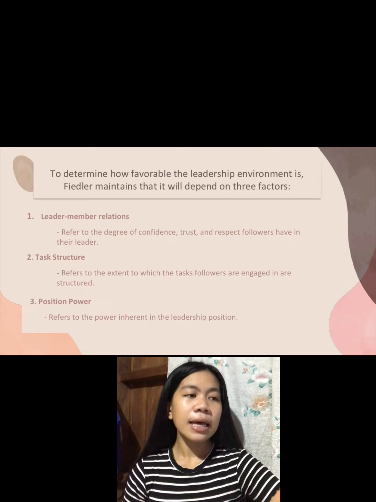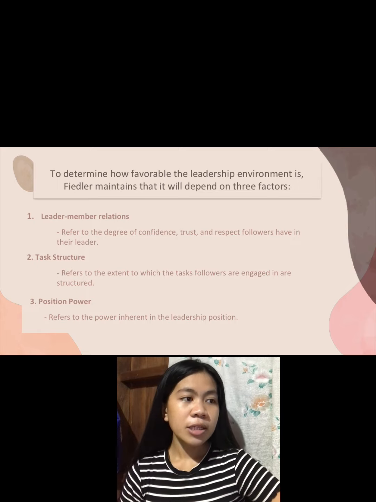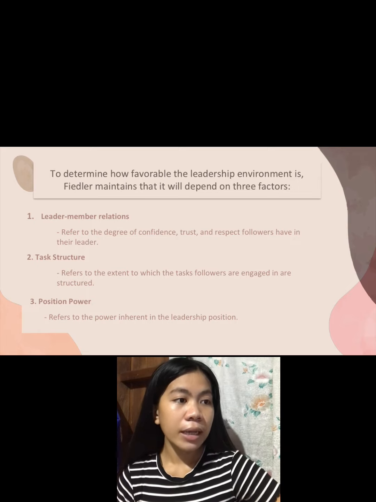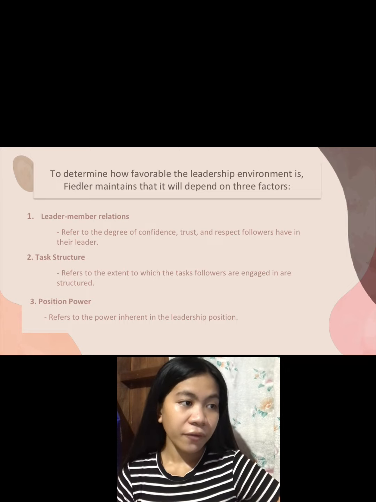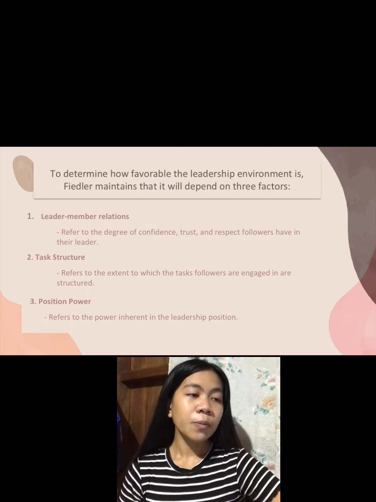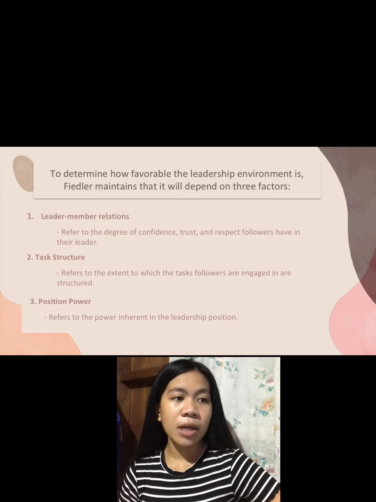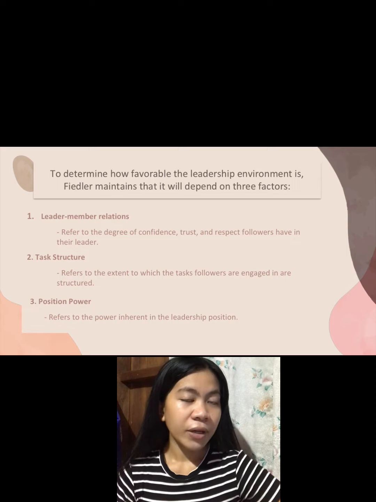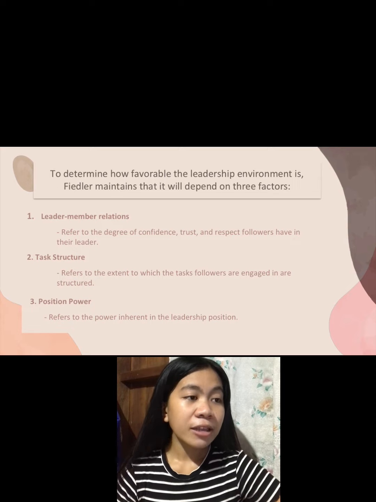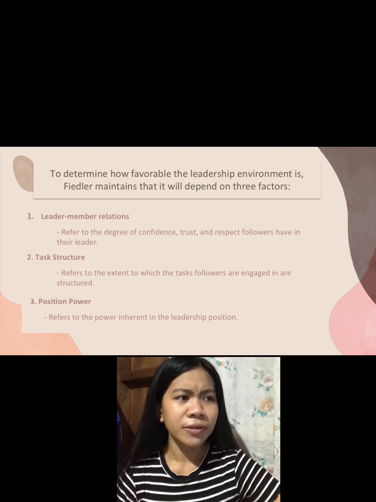We have first the leader-member relations, which refers to the degree of confidence and respect followers have in their leader. So basically, if you have gained the trust, the confidence, and the respect of your followers, you can call yourself an effective leader. If not, of course, you are not an effective leader.